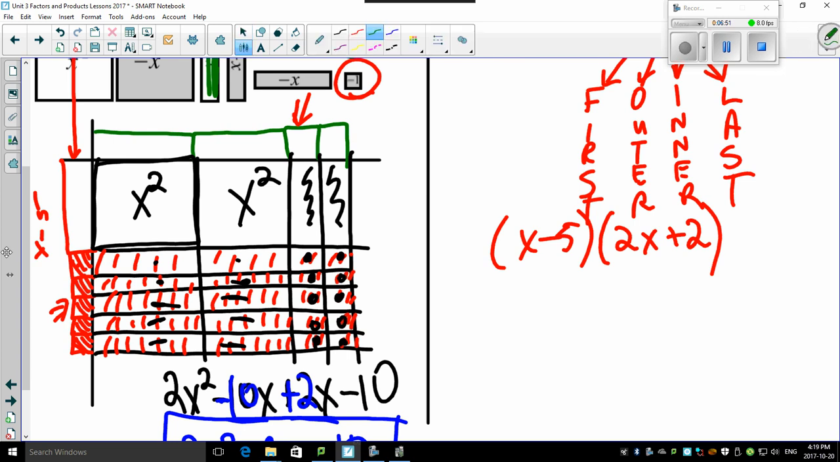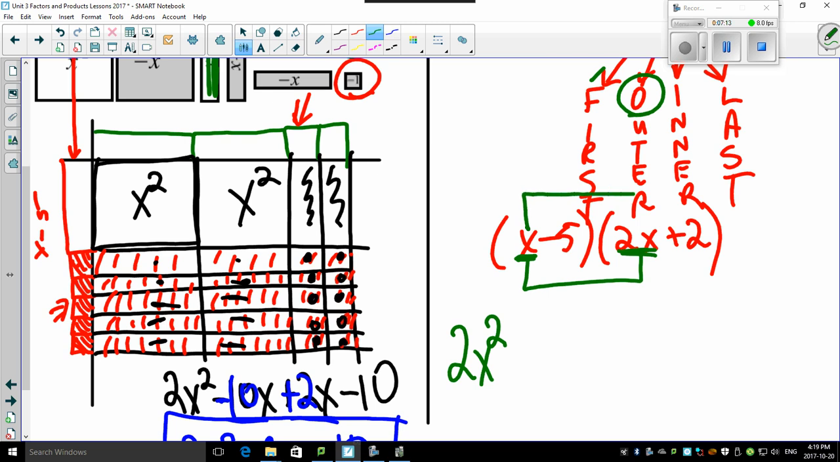Now, let me show you how FOIL works. FOIL, remember the one, says first. The first are the first terms. This guy and this guy. It's the first term of this binomial, the first term of that binomial. So x times 2x is actually 2x squared. Outers, the O in FOIL. The outers means the outer ones. This guy and this guy. Those are on the outside. So what is x times 2? Oh, that's easy. That's plus 2x.